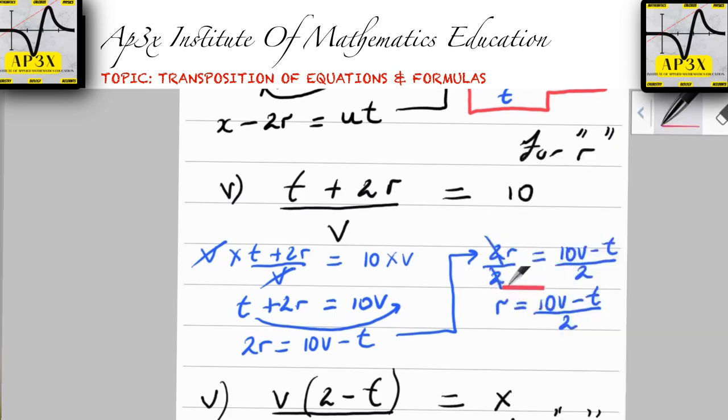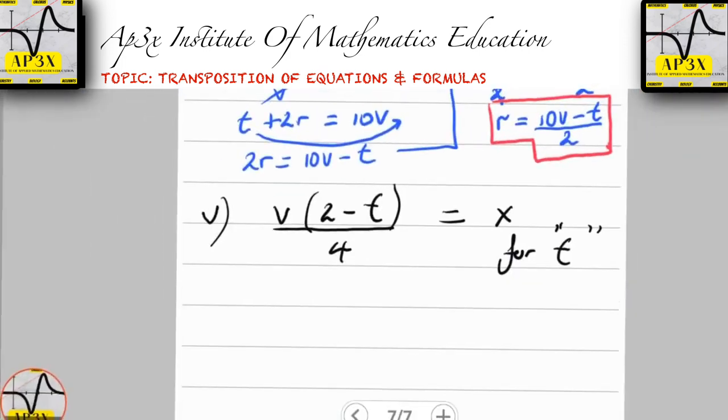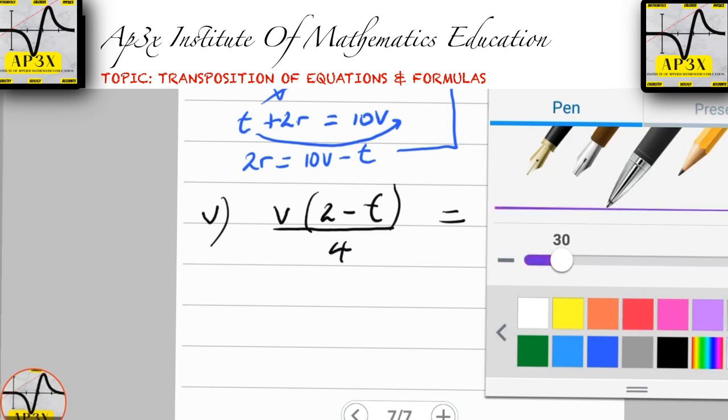You just simply have to remember, what should I get rid of first? And you have to get rid of them one by one. And for my final example here, I just wanted to add a little bit of a twist. I'm adding brackets to this equation. And so once again, I have v(2 - t)/4 = x. I'm looking for t. And so my subject is inside a bracket. So if my subject is inside the bracket, I have to go inside that bracket and take my subject out.